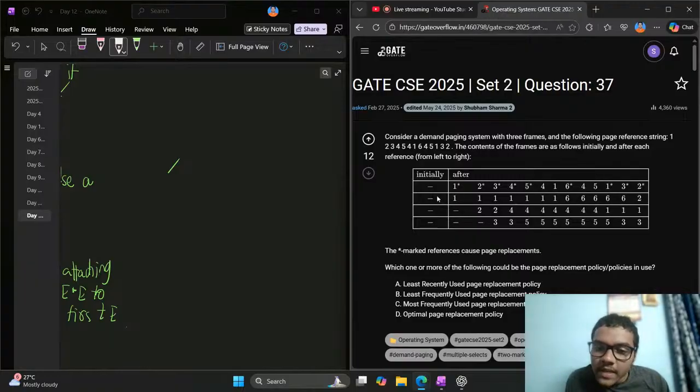So these are the frames. Okay, one is inserted, and two is not there. So obviously, two is inserted. That causes a page replacement. Okay, three is inserted, and all right. So to insert four, four is not found. So if it is LRU, least recently used, the least recently used one is 1, so 1 should be replaced, that is true. But 2 is replaced.